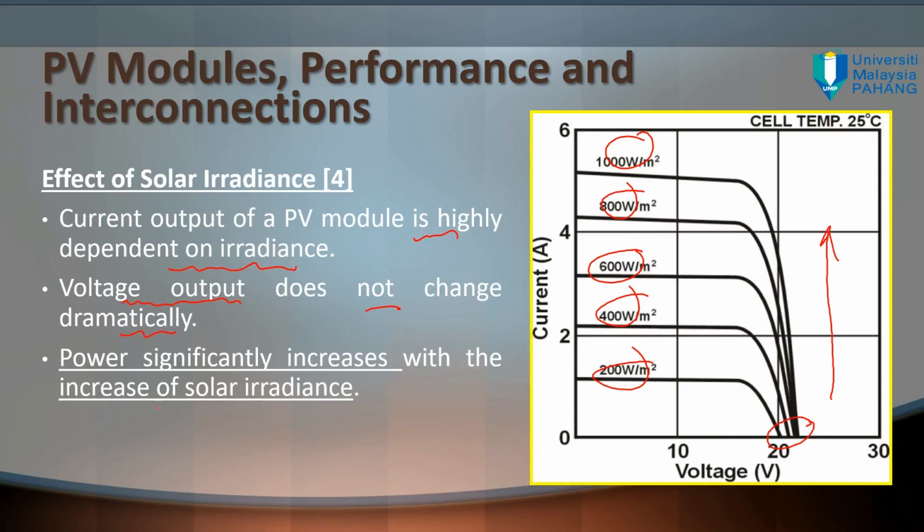Power significantly increases with the increase of solar radiance because of this current. When the radiation is getting higher, the current is highly generated, which leads to the increase of the power also. Okay, so positive lah. So this is the positive factor. We are looking for this. Okay. Of course. Anyway, because solar, sunlight, sun energy kan, of course we need the direct exposure of the solar. I mean from the sun.